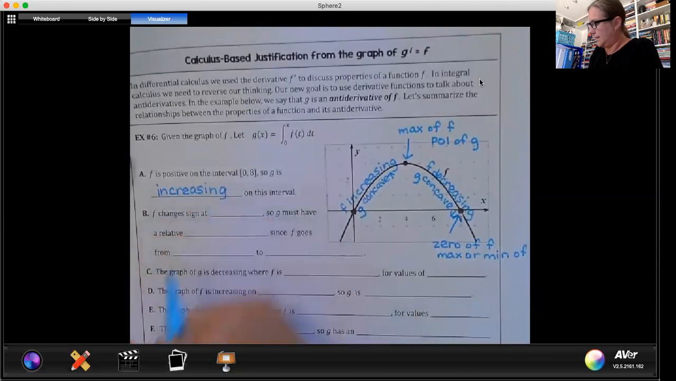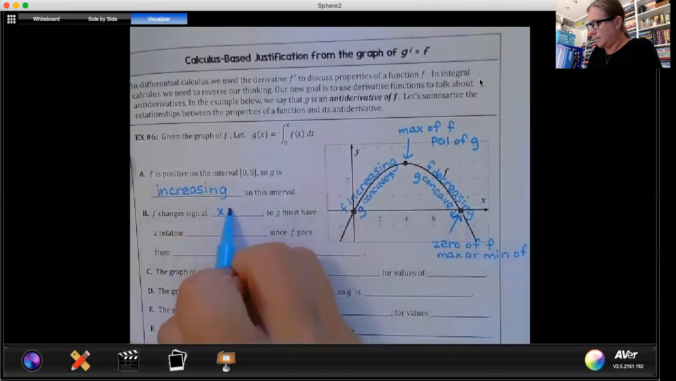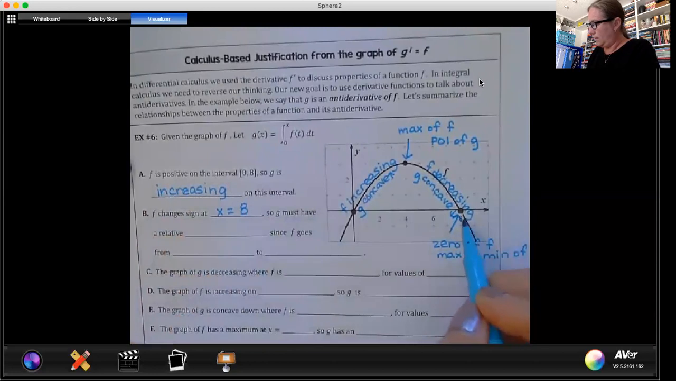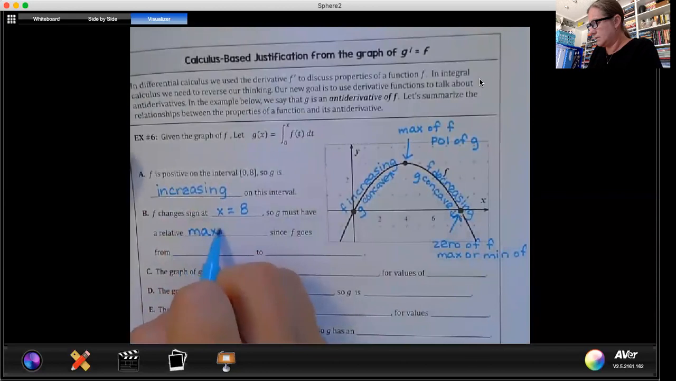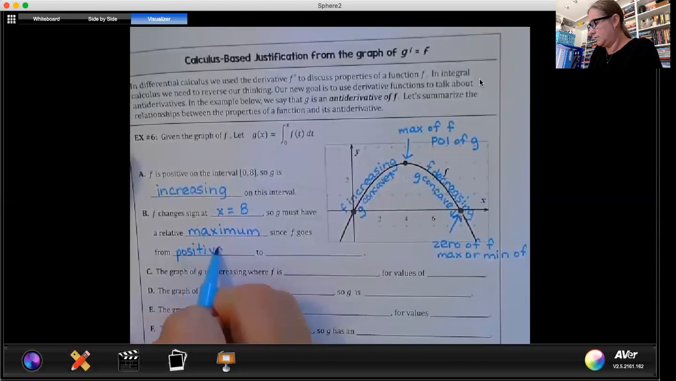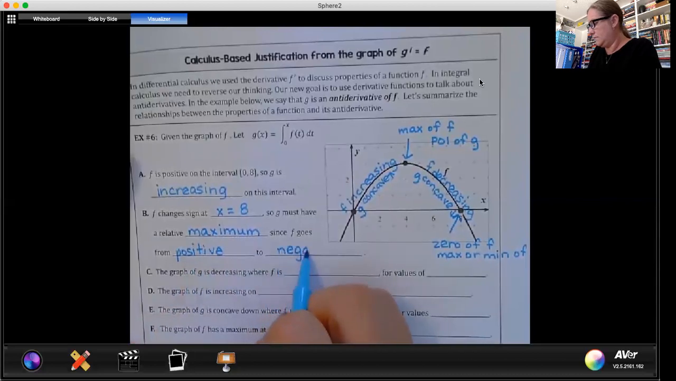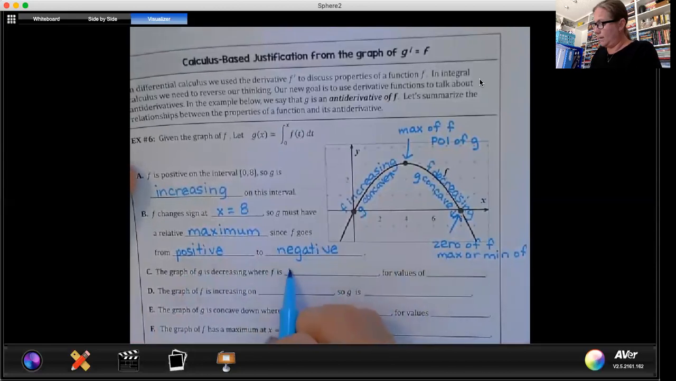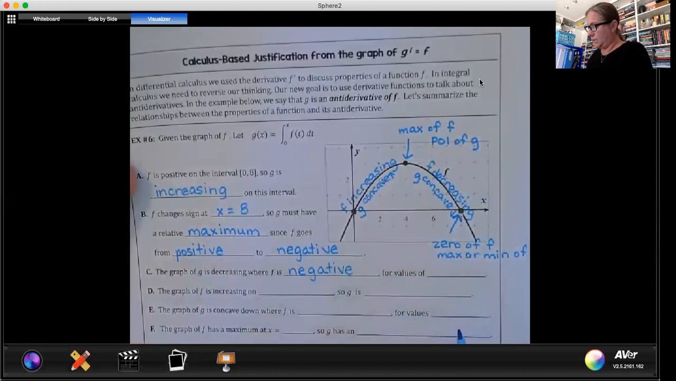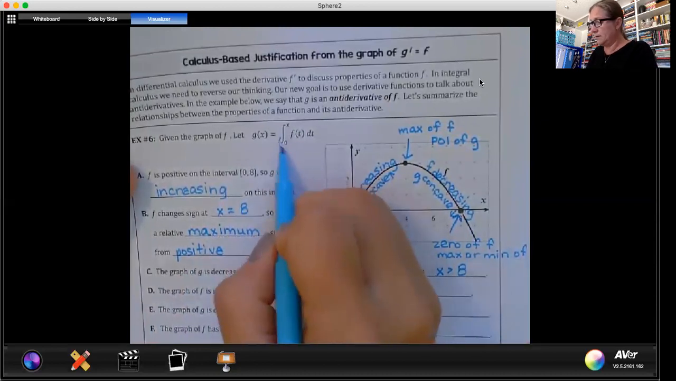F changes sign at x equals 8. And we are going from positive to negative, so we have a max. The graph of G is decreasing where F is negative, and this occurs when x is greater than 8. Remember, 0 is your endpoint.